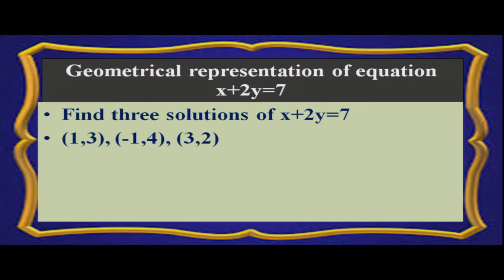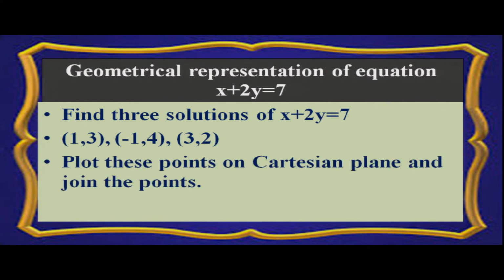Similarly, if we put the value of x as minus 1 and the value of y as 4, then 4 into 2 gives 8, and 8 minus 1 gives 7. So (minus 1, 4) is a solution. And again (3, 2): x is 3 and y is 2, so 2 into 2 is 4, plus 3 gives 7, so (3, 2) is also another solution to this equation. After getting these solutions, what to do? We have to plot these as points on the Cartesian plane and join the points.